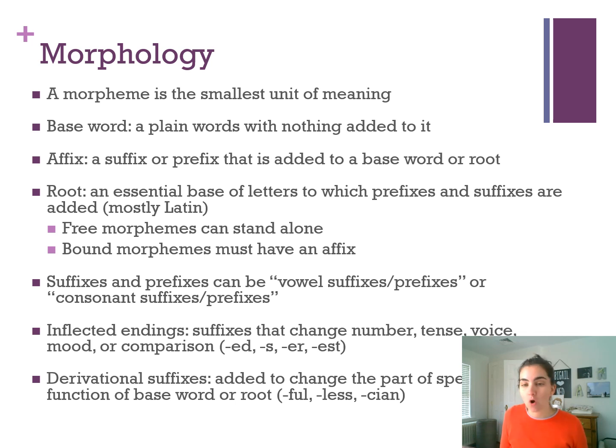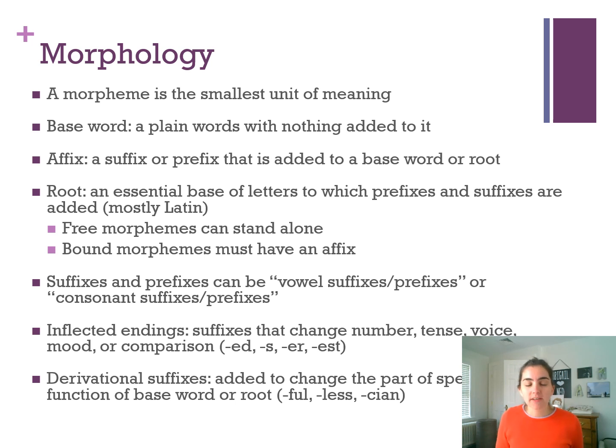So a base word is its own word, like the word camp. Camp is a base word. You can add ing and make it camping. You can add ed and make it camped, things like that. A root is like a base of letters, and prefixes and suffixes can be added onto those. So there's free morphemes that can stand alone or bound morphemes. So think of something like struct. Struct is part of the word construct, instruct, construction, instructor. So we don't ever use the word struct or the root struct on its own, okay? So that has to be connected to other parts.